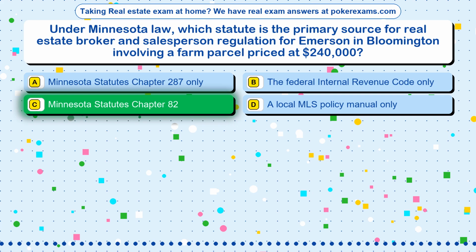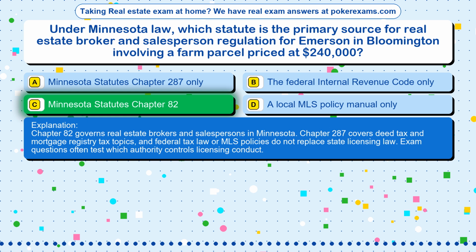The correct answer is option C, Minnesota Statutes Chapter 82. Chapter 82 governs real estate brokers and salespersons in Minnesota. Chapter 287 covers deed tax and mortgage registry tax topics, and federal tax law or MLS policies do not replace state licensing law. Exam questions often test which authority controls licensing conduct.